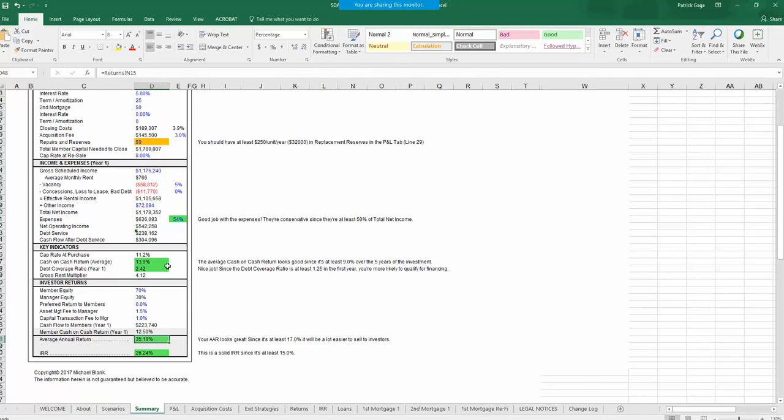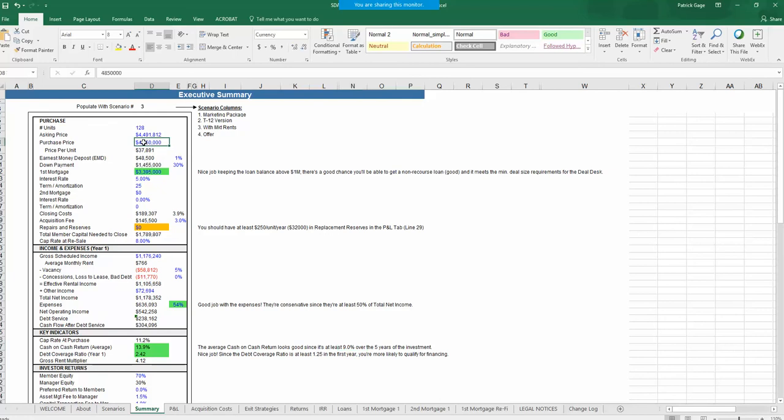But I also want to make sure that I watch these two numbers here. Obviously, my debt coverage ratio cannot go below 1.25. And obviously your cash on cash wants to stay at least 9%. So you go and play with the numbers in here and see how high you can go on that.